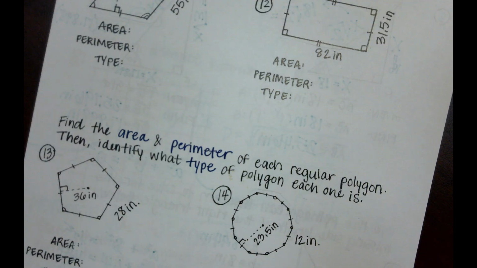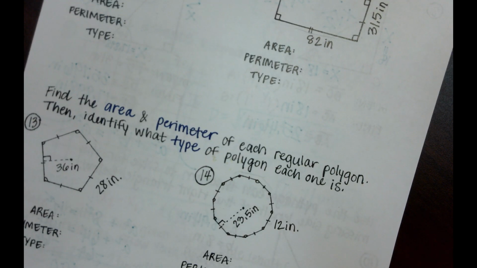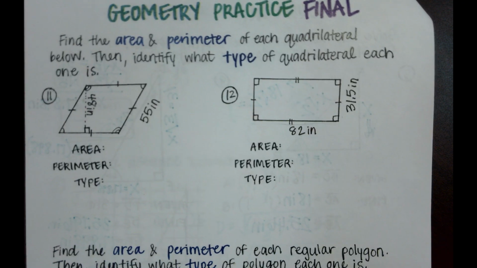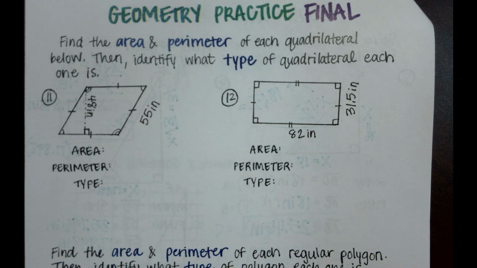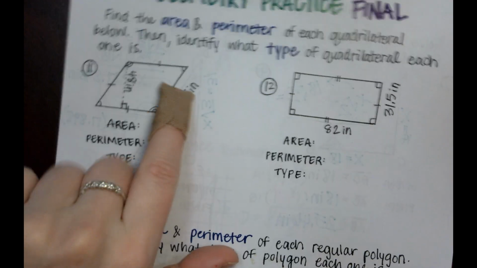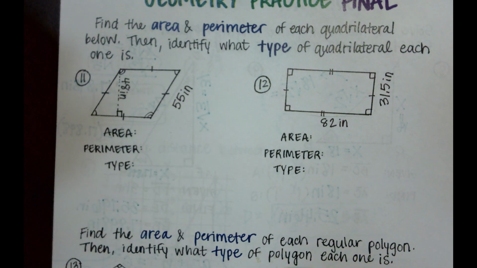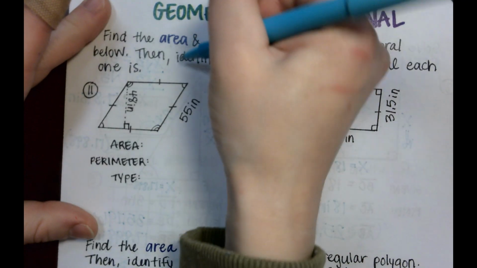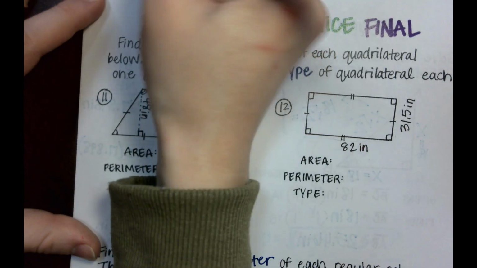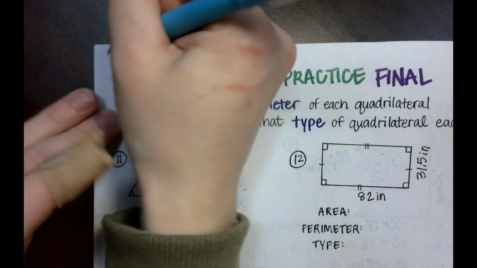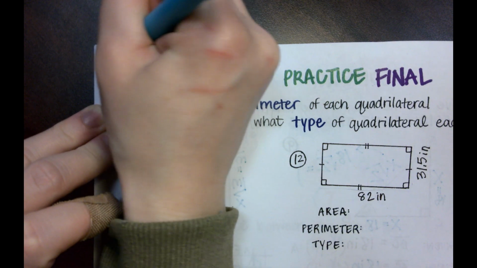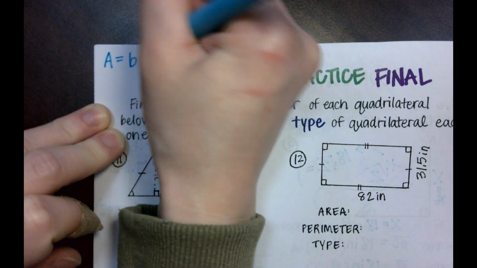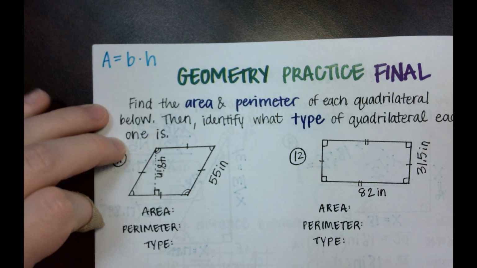Okay, so now we are to Unit 3, quadrilaterals and polygons. So how do we find the area of a quadrilateral? Area is, isn't that like base times height? Yes, it is. Base times height. So I'm going to write that up here at the top, I guess. I think that's where I'll have most room. Area is base times height.